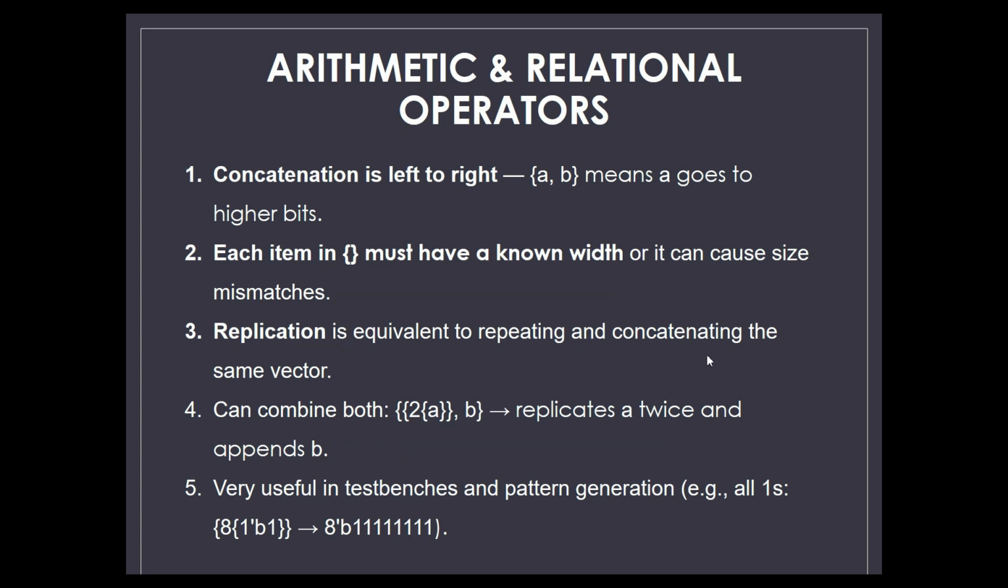Replication is equivalent to repeating and concatenating the same vector. We can also combine both replication and concatenation. That is, repeat twice of A, then concatenate with B, then assign it to something. This is very useful in test benches when we need to generate values like this. So rather than manually typing 8'b11111111, that is typing 8 times 1, we can simply use the replication operator.